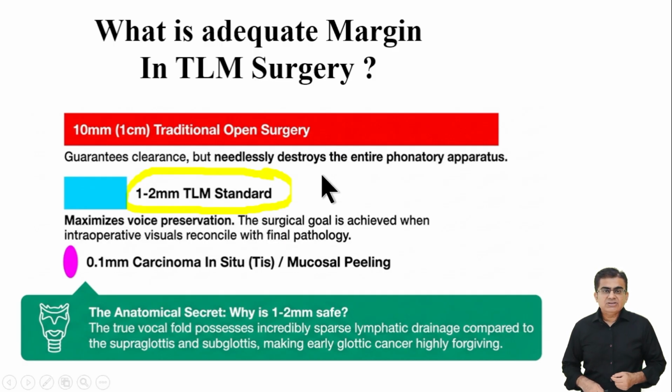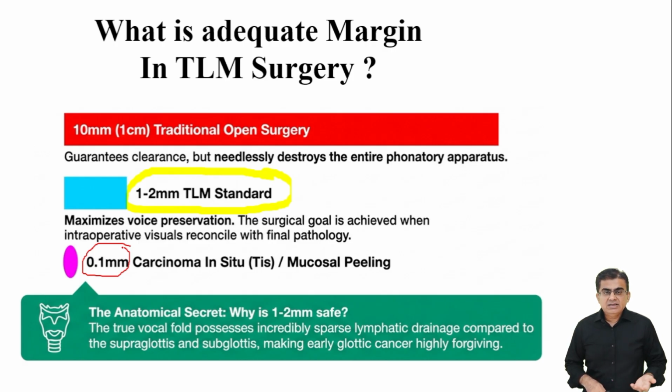If you are dealing with carcinoma in situ, or TIS, the margin is even smaller. We simply perform a complete mucosal peeling. Here, an incredibly narrow margin of just 0.1 millimeter is considered absolutely adequate.